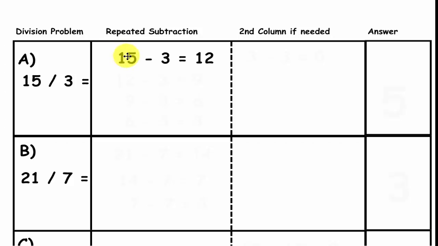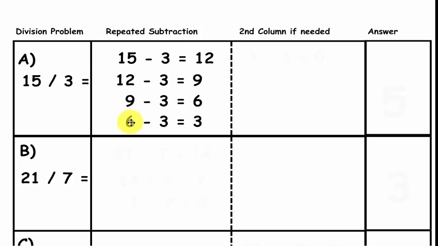Well, first of all, I'm going to say 15 minus 3, we got the 3 from this number right here, is equal to 12. Then 15 minus 3 is 12, so we put the 12 down here. 12 minus 3 is equal to 9. And we place the 9 down here. 9 minus 3 is equal to 6, and we'll place the 6 down here. 6 minus 3 is equal to 3, and I provided for you a second column in case it's needed. And here we have 3 minus 3 equals 0.